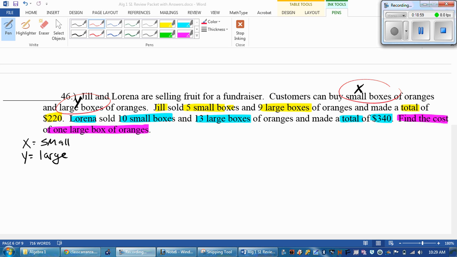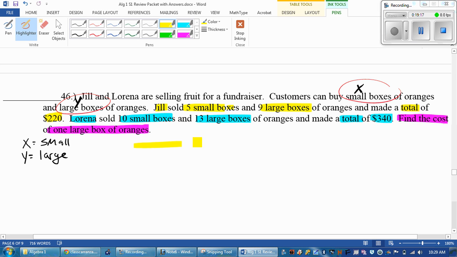Okay, so you can kind of see my highlighting. I wrote down right away what the x and the y was. I identified my variable. And now we're going to write our equations. So my first equation is actually going to be my yellow one. Everything I wrote down in yellow. Okay? So 5 small boxes, which would be 5x plus large boxes, 9y. Total means equal 220.